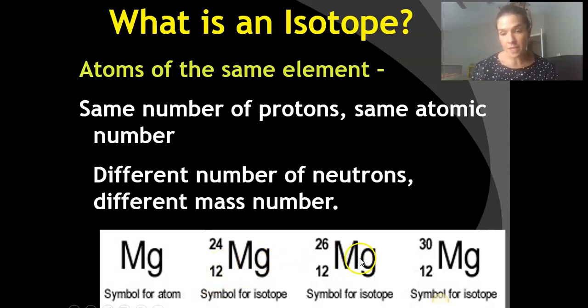Over here, this isotope of magnesium has a mass number of 26 and the atomic number still of 12. So 26 minus 12 equals 14. So this isotope of magnesium has 14 neutrons. Moving over here, this isotope, 30 minus 12 equals 18. This isotope has 18 neutrons. And that's what differs with isotopes. It's the different number of neutrons, therefore giving the atom a different mass number. And we write that in nuclear notation with the mass number in the upper left-hand corner and the atomic number in the lower left-hand corner.